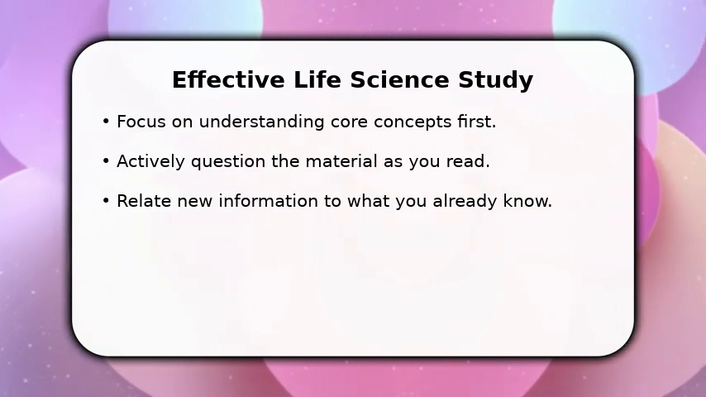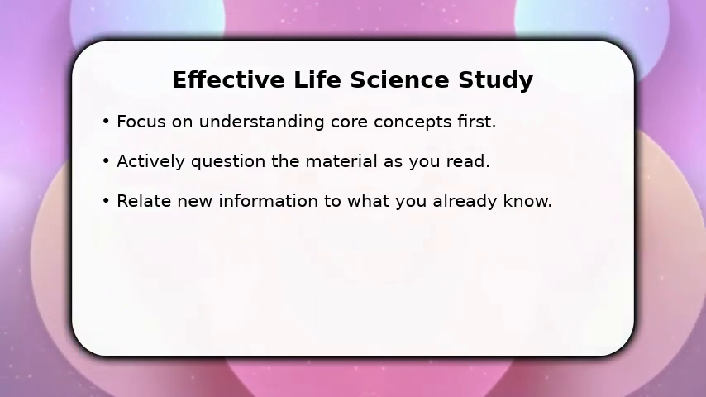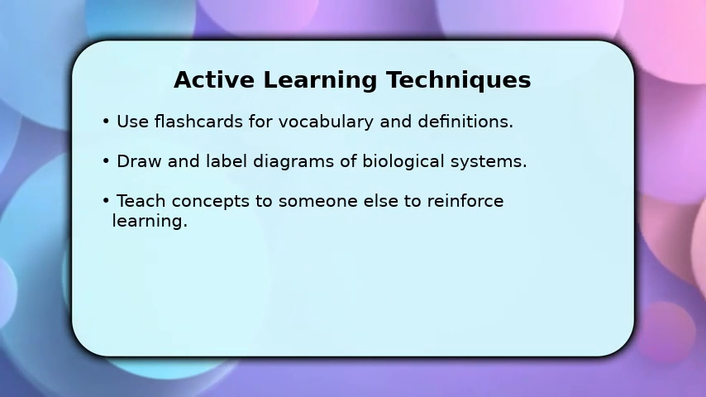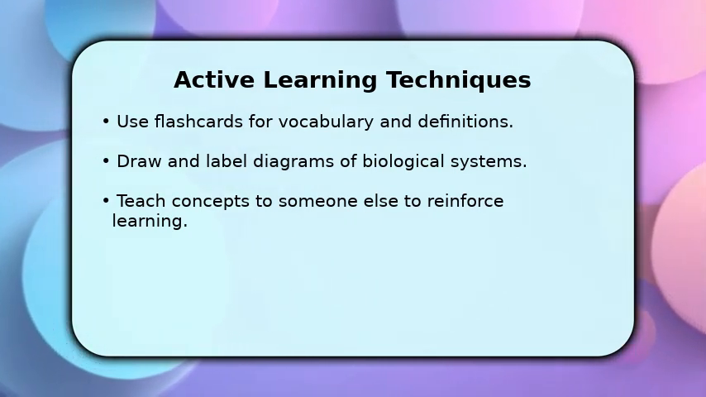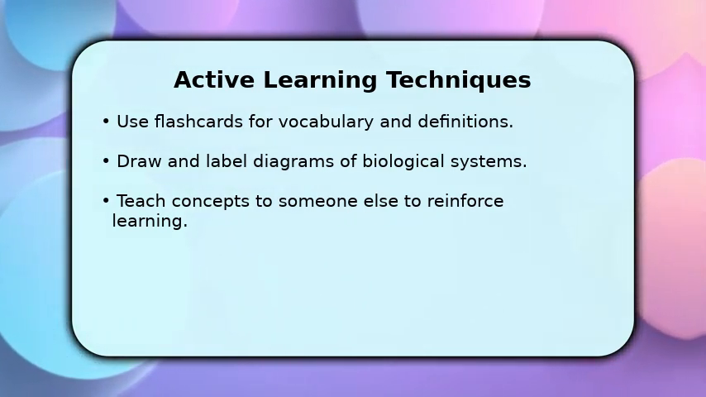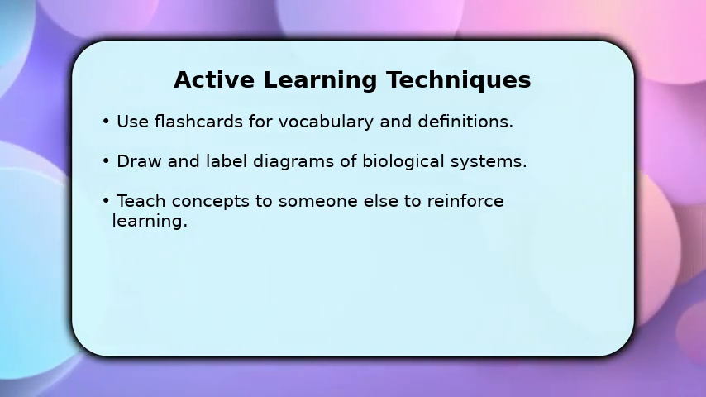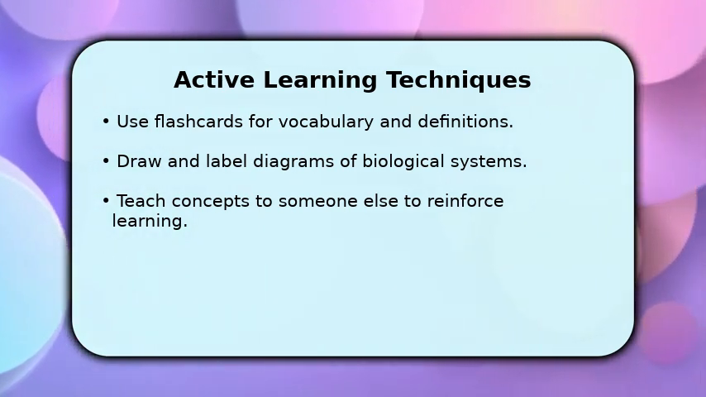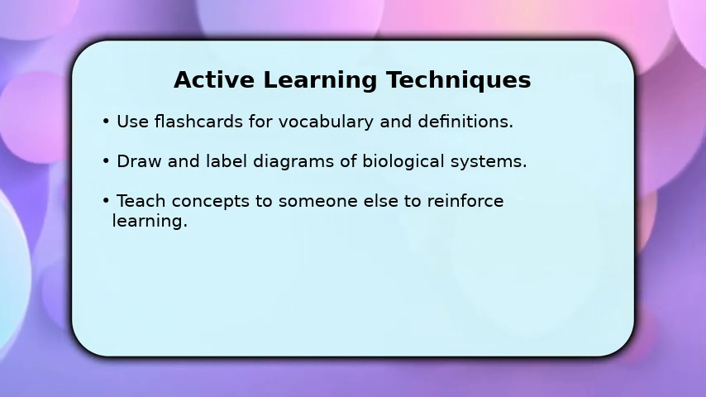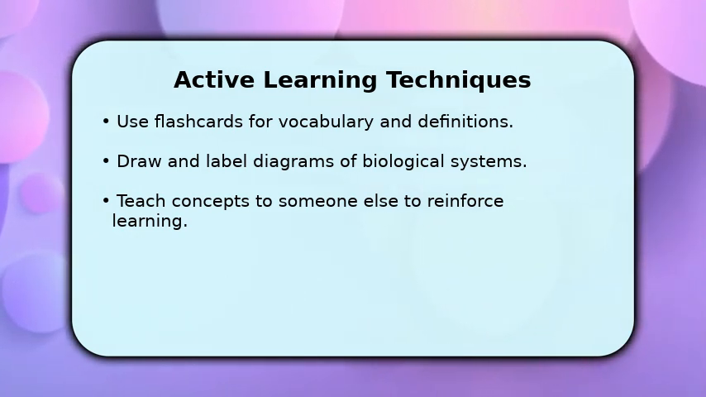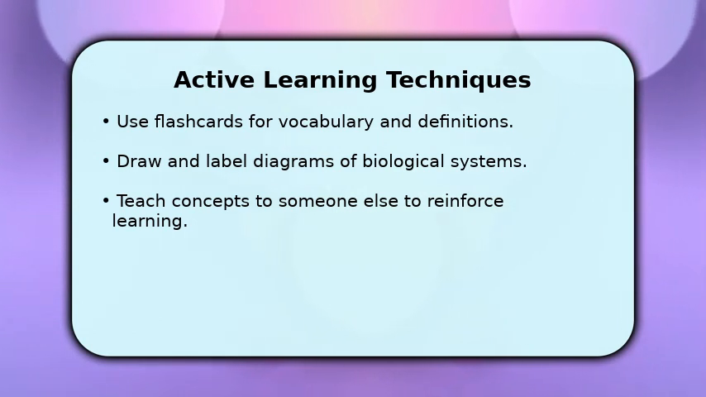Spend about 60% of your study time on understanding. Active learning is crucial. Instead of just rereading, try creating flashcards for key terms and processes. Drawing diagrams, like a cell cycle or a metabolic pathway, helps visualize complex information. A great method is to explain a concept aloud to an imaginary friend or a pet. If you can teach it, you truly understand it.